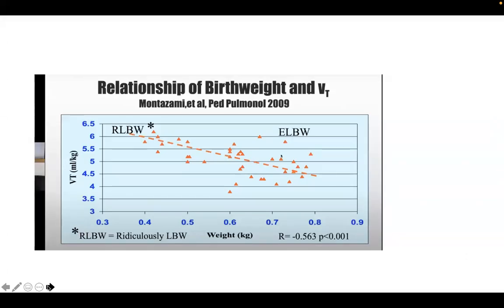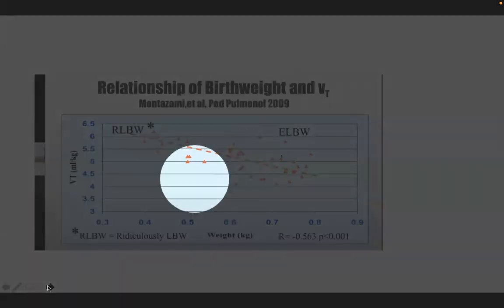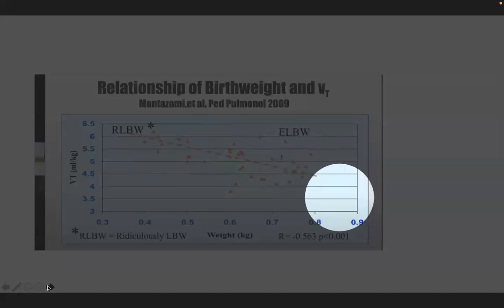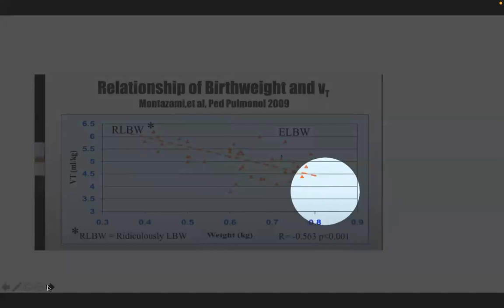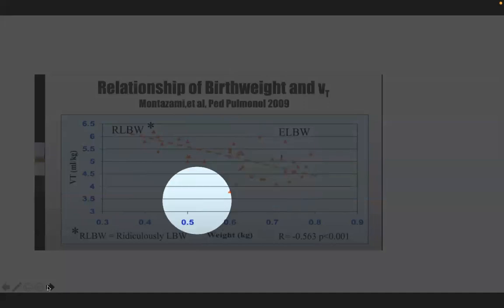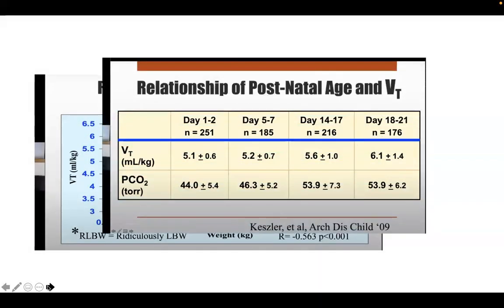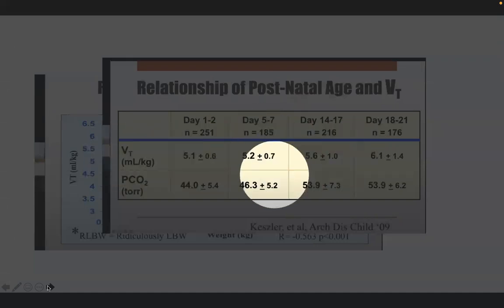It has been seen in the study by Montazami et al., published in 2009, that the tidal volume increases as the birth weight comes down. For a higher birth weight, probably 4.5 ml per kg may be good enough. But for a baby of around 500 or 600 grams, we may need a tidal volume around 5 to 6 ml per kg. The relationship of postnatal age with VT is also there. As the baby gets older, the tidal volume requirement is higher.